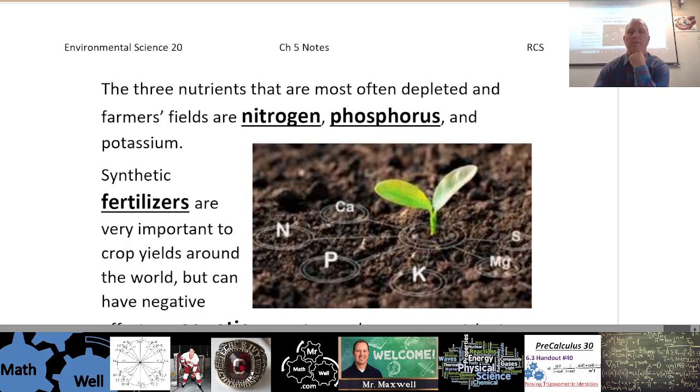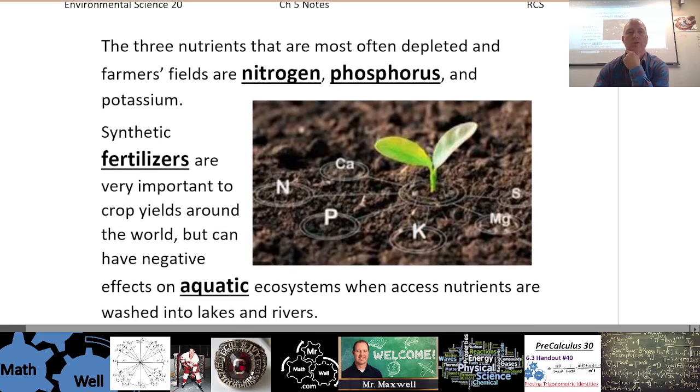Okay, so synthetic fertilizers are important to crop yields around the world, but fertilizers can also have negative effects, specifically on aquatic, that is water-based ecosystems. When an excess of nutrients are washed into lakes and rivers.